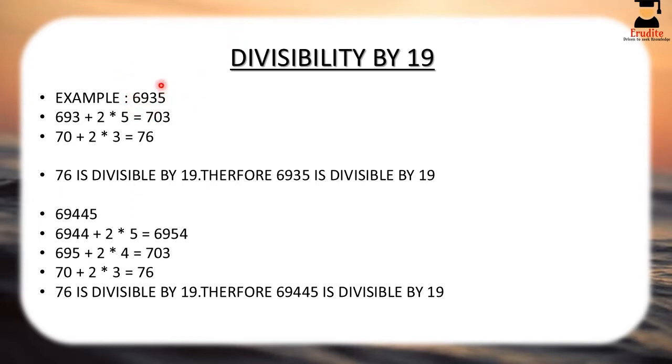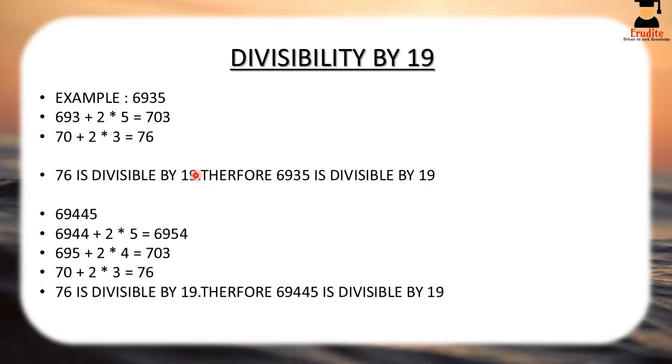6935, extract the last digit, it is 5, the remaining number is 693. So it becomes 693 plus 2 into 5, which gives me 703. Take 703, extract the last digit, it is 3. So 70 plus 2 into 3, which will give me 76. So 76 is divisible by 19. So my 4-digit number is divisible by 19.